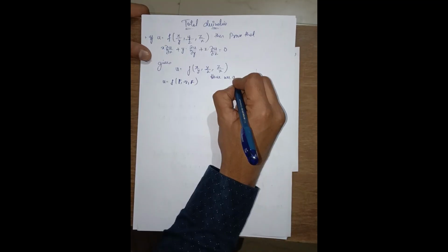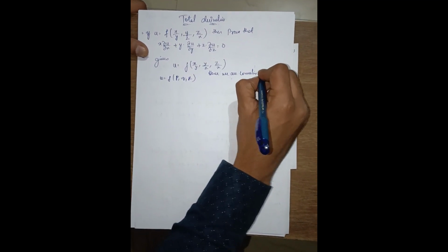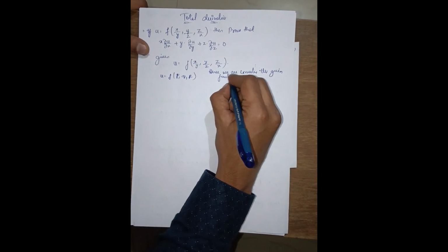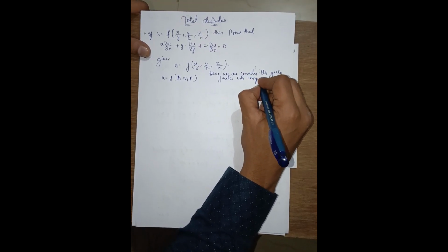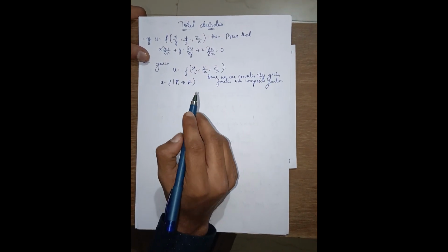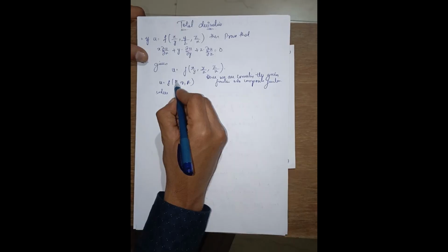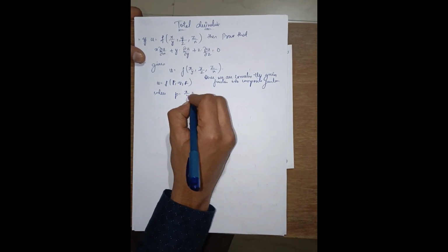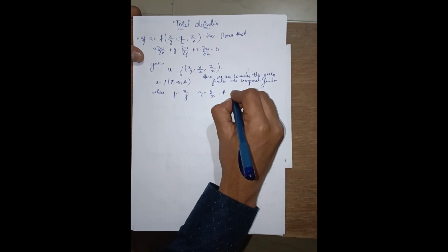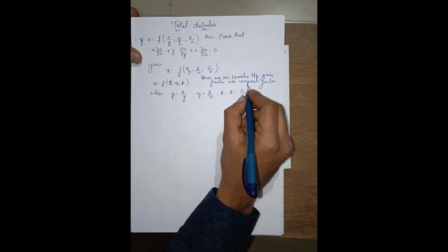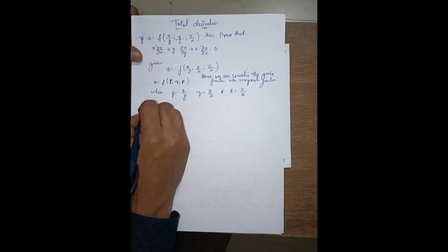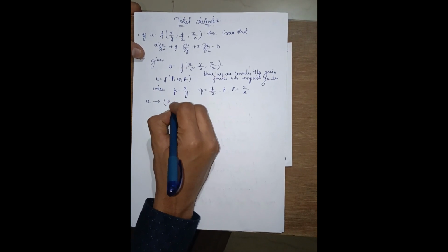Hence we are converting the given function into a composite function, where p is equal to x by y, q is equal to y by z, and r is equal to z by x. Now we have converted from x, y, z to p, q, r.